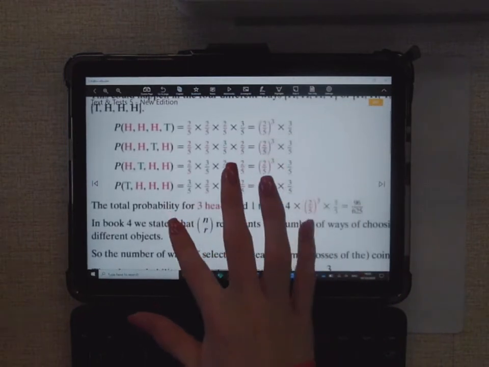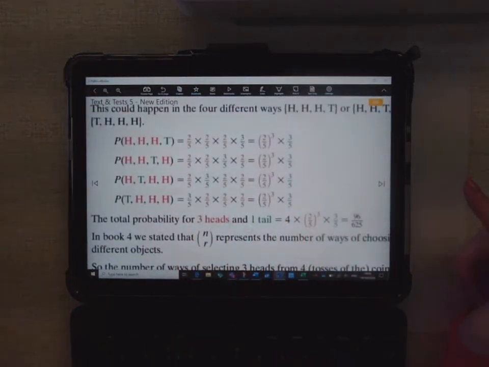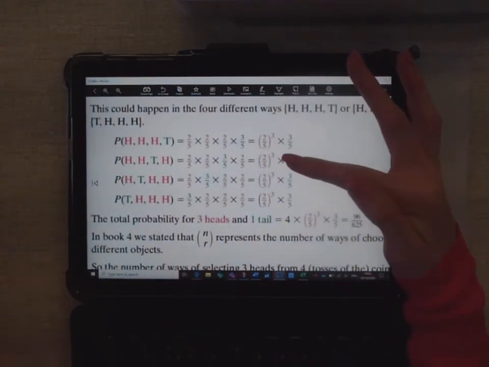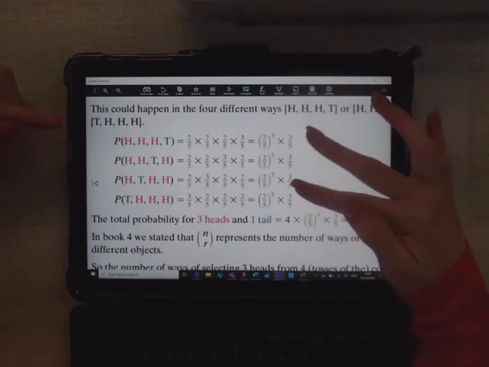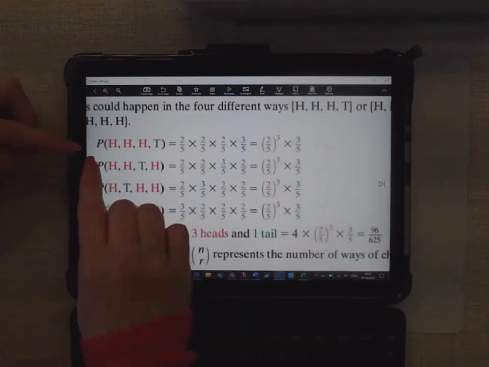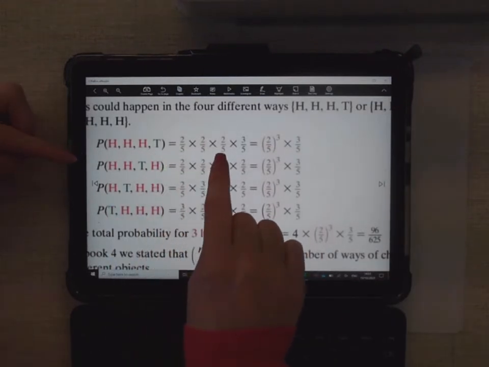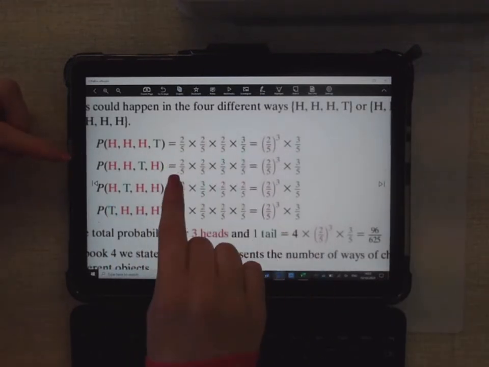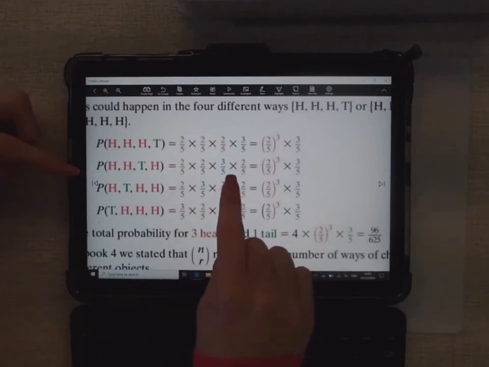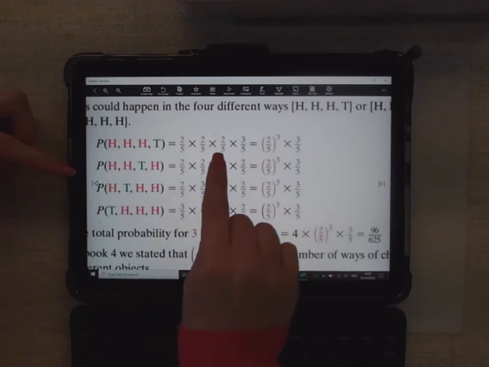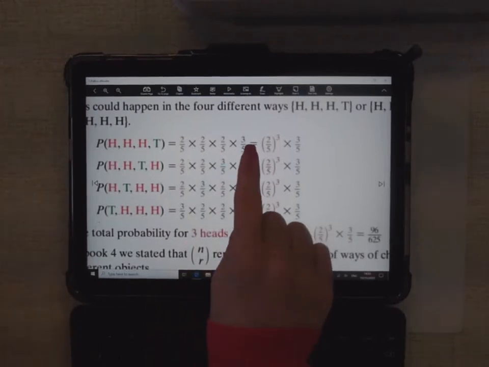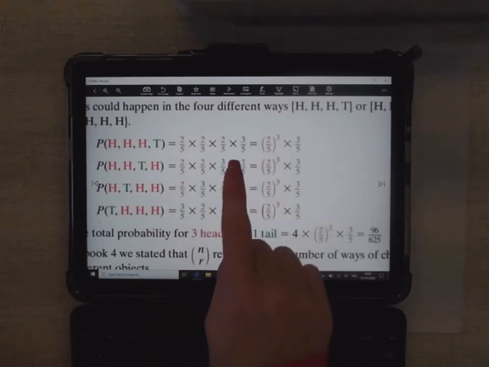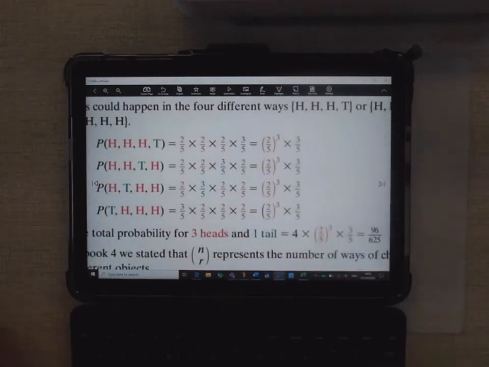So I know if I'm looking for 3 heads, it would be 2 out of 5 by 2 out of 5 by 2 out of 5, wouldn't it? This is doing it the different ways. So head, head, head, tails, 2 out of 5, 2 out of 5, 2 out of 5 by 3 out of 5. This is heads, heads, tails, head. But all that's happening is it's 2 out of 5 by 2 out of 5 by 2 out of 5. So it's 2 out of 5 to the power of 3 and 3 out of 5 to the power of 1. And that can happen 4 different ways.